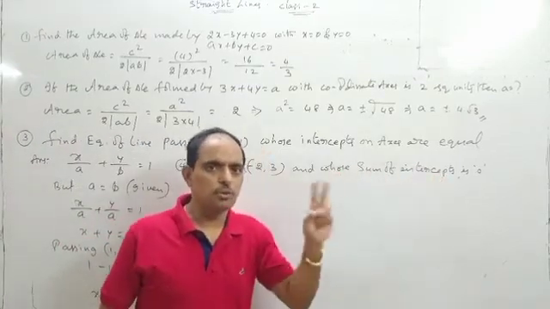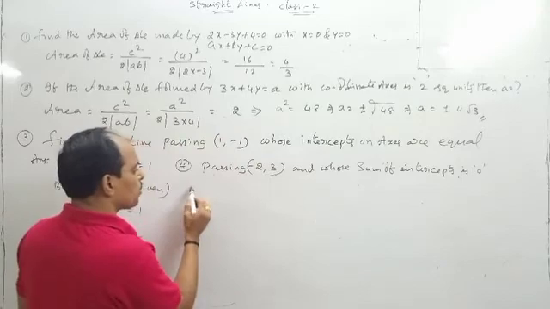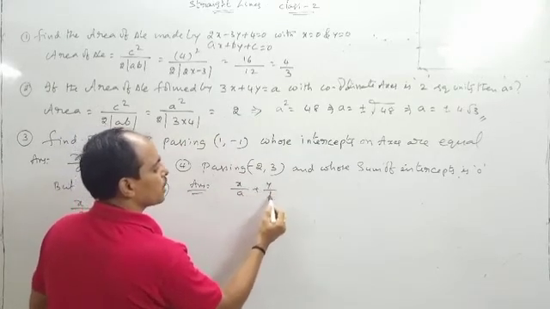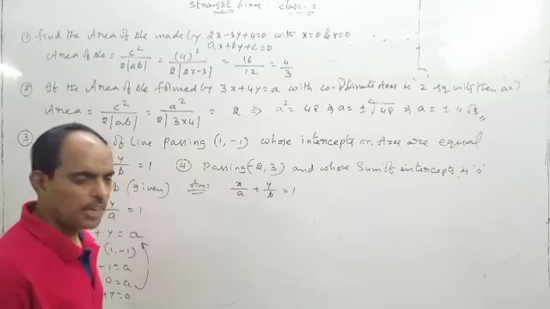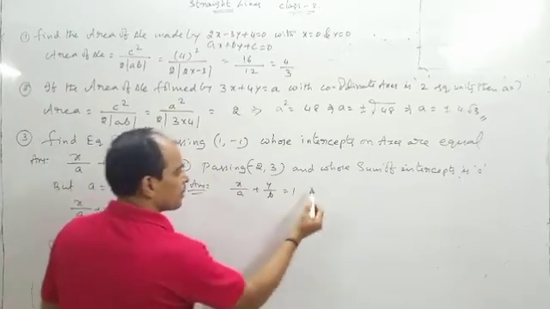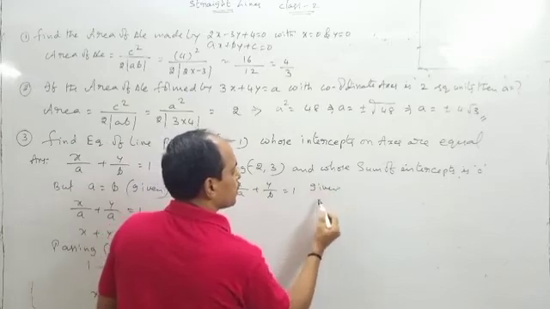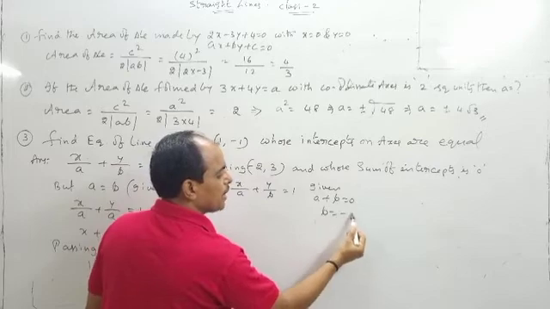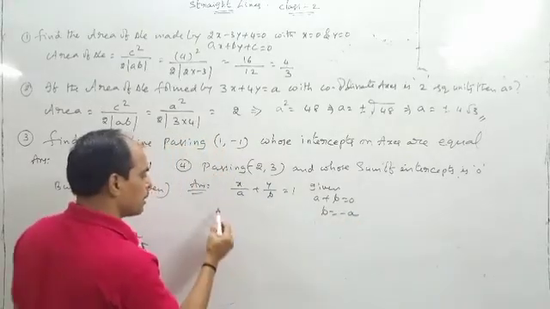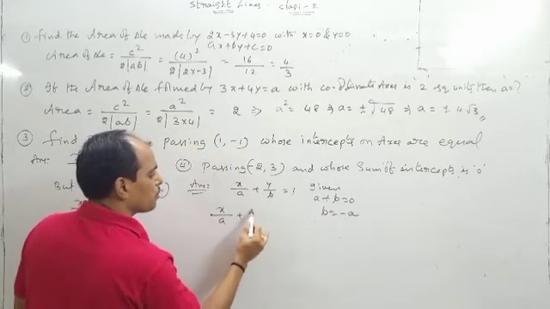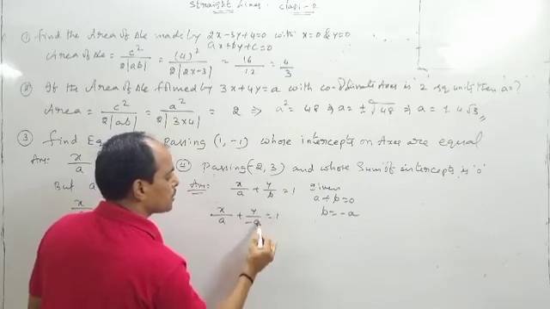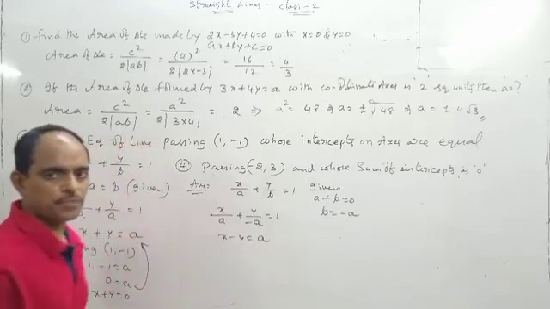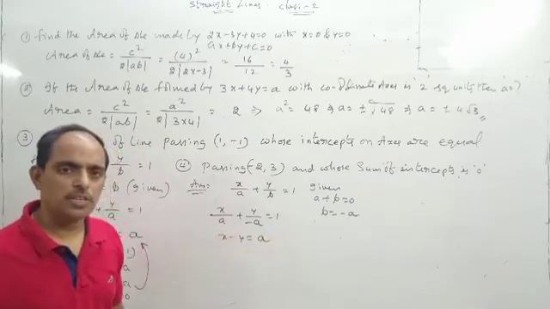Intercepts, two intercepts, what is the formula? x by a plus y by b is equal to 1. Okay, and what is given? a plus b is equal to 0, sum is equal to 0. Now you can write b is equal to minus a. So x by a plus y by minus a is equal to 1. That is x minus y is equal to a. LCM a, x minus y is equal to a.